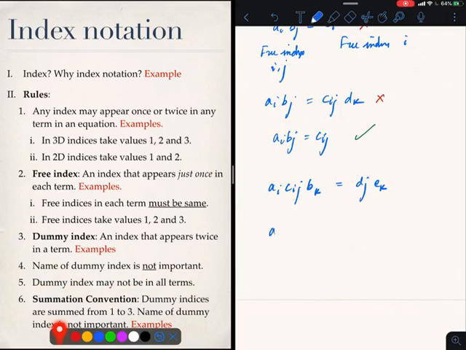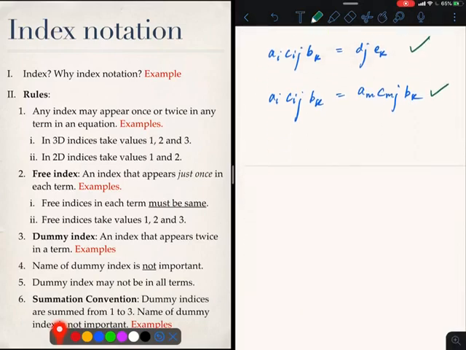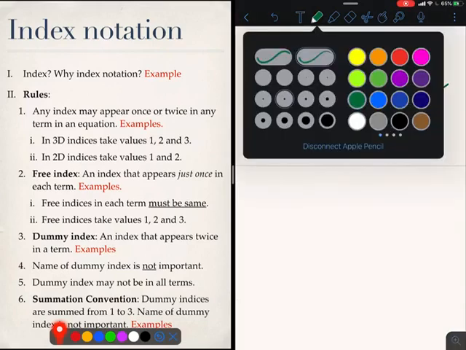How about this equation? A_i C_ij B_k is equal to D. Actually, let me make it even more trivial. Equal to A_m C_mj B_k. Well, the only difference between these two equations is that on this side the dummy index is i, and on this side the dummy index is m. But we know the name of the dummy index is not important, so this equation is also correct. So these two equations were correct. Okay. Any further examples? Yeah, here's the last one.